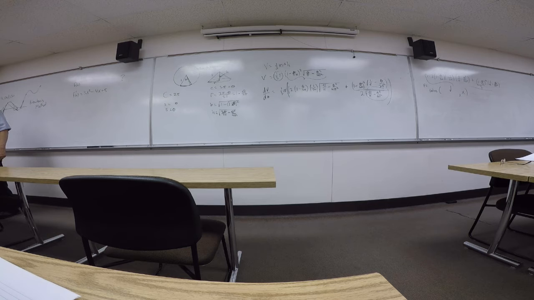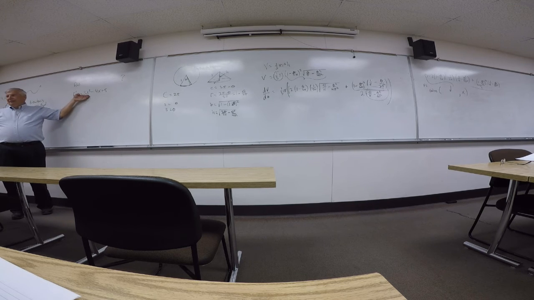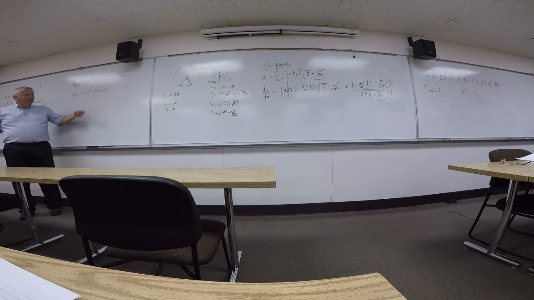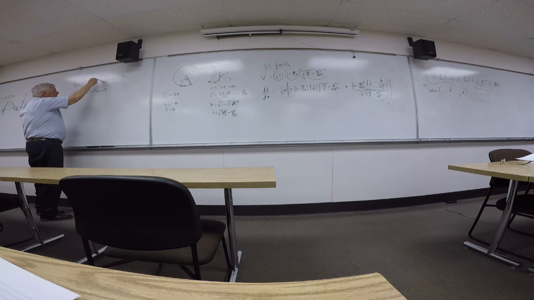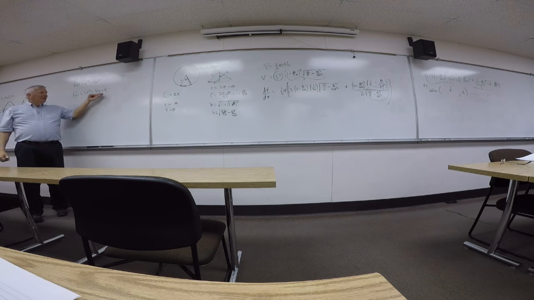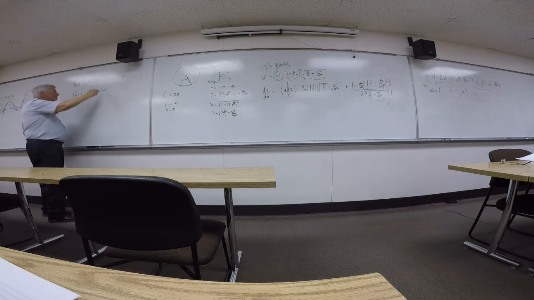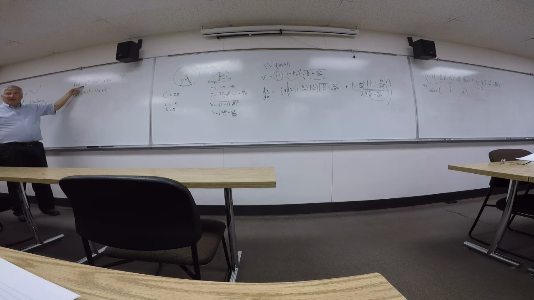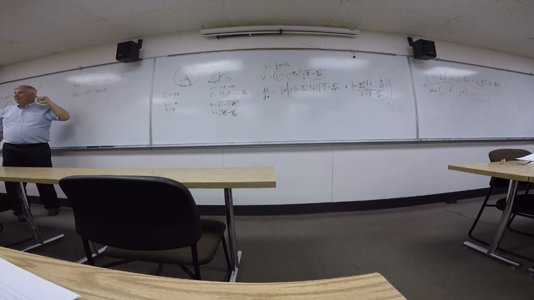Well, let's just do a little thinking. Can you think of a simple function whose derivative is 3x squared? X cubed. Can you think of a simple function whose derivative is negative 4 times x? Minus 2x squared. Can you think of a function whose derivative is 5? 5x. So the derivative of f is 3x squared minus 4x plus 5.